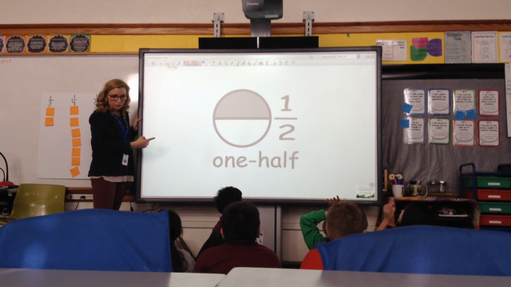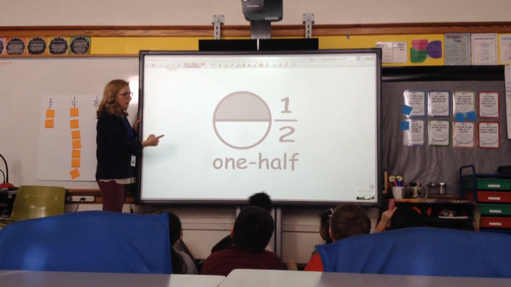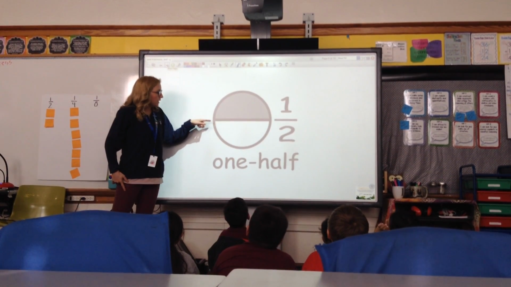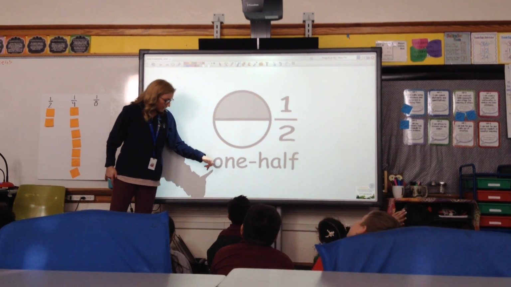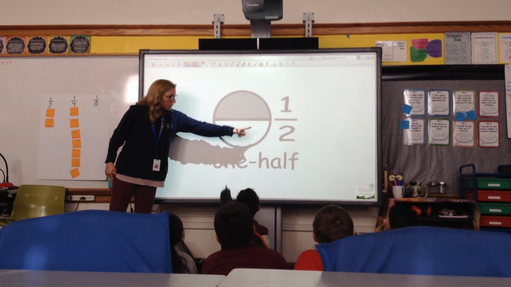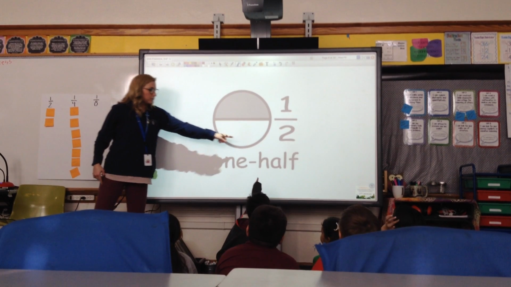So this is just a picture. This is just a picture of half. We've got a circle that's split in half. There's the number, and this is how it's written, 1/2. So these all 3 are the same thing. It's just different ways to show it.